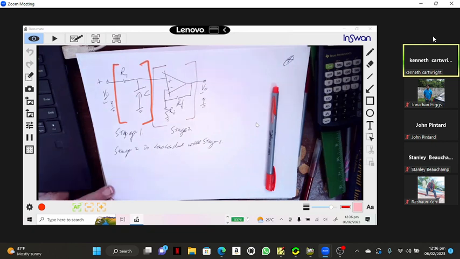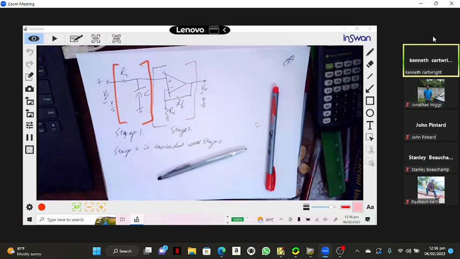So I don't guess anybody bothered getting the transfer function for this, right? Like I asked in my email. Anybody bother getting the transfer function? Well, Dr. Cartwright, you weren't going to mark it, so we didn't even think about this.